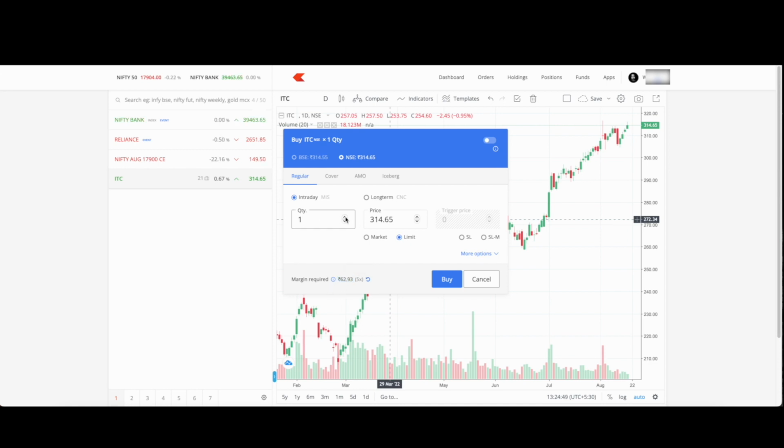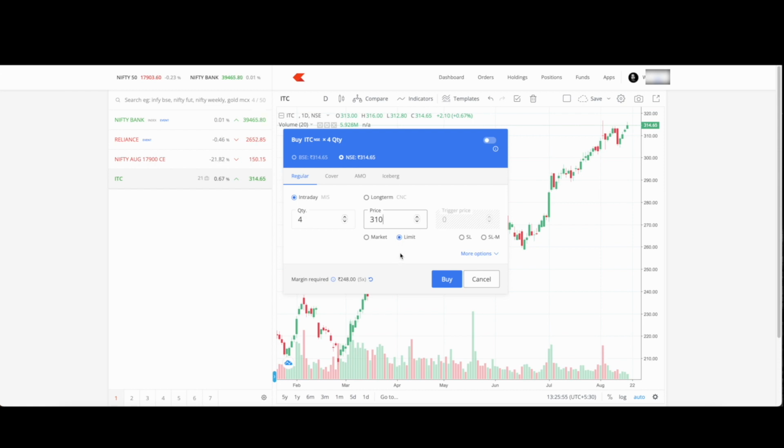Okay? Here you can choose how much ever stocks you want. You can increase the quantity. Next, again here we have two options. One is limit, another one is market. Limit means you choose the price. For example, the current market price of ITC is 314 rupees. Let's say you want to buy the stock only when it comes to 310 rupees. You can choose this price.